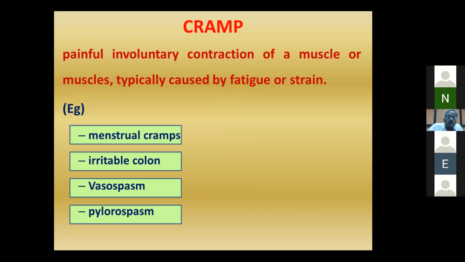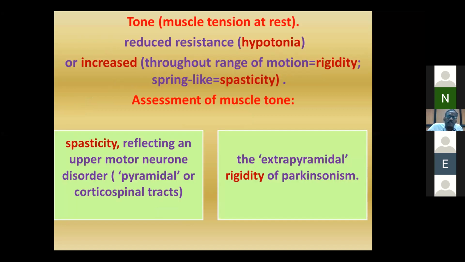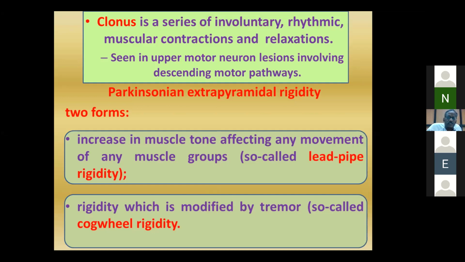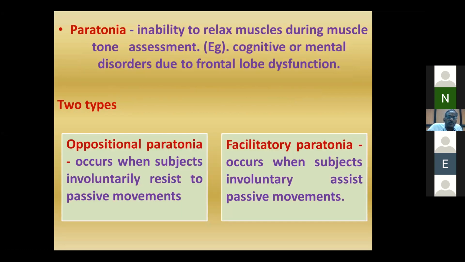Next, coming on to tone. Tone is the contractile power of the muscle while in the resting position. It may be reduced or increased according to need. It will be reduced in case of hypotonia, and increased in case of resistance. Lead pipe rigidity and cogwheel rigidity are going to be important here, as in Parkinson's disease, where both extensor and flexor muscles are involved. Paratonia is an inability to relax muscles. This is another involuntary thing here.